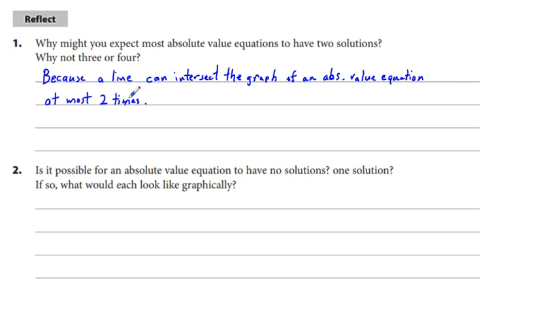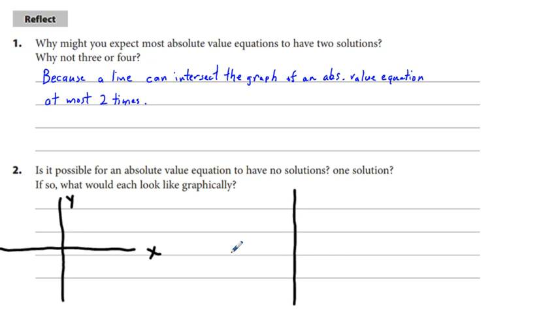And then we have reflection 2. Is it possible for an absolute value equation to have no solutions? One solution? If so, what would each look like graphically? So the answer to that question is yes, and I will show you what they look like. What I'm going to do is create 2 coordinate grids. We have x, y here, and I'm going to do this one over here. X, y.